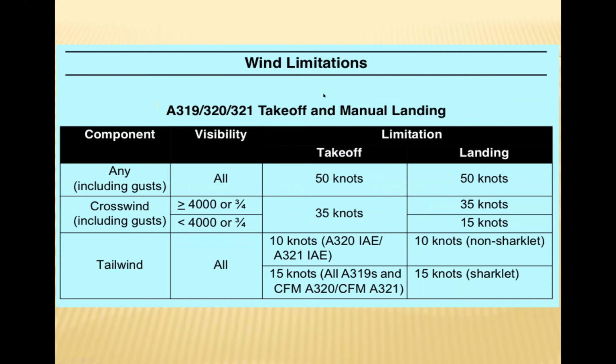And then here's your takeoff and manual landing limitations. It looks fairly complicated, but it's pretty easy. Here's your landing and takeoff limitations. So 50 knots, including gusts. Get a 35 knot crosswind. That's pretty heavy crosswind right there. But they're not very tailwind resistant. Notice you only get 10 knots in the A320 and 321 and 15 knots in the A319 for a tailwind component.